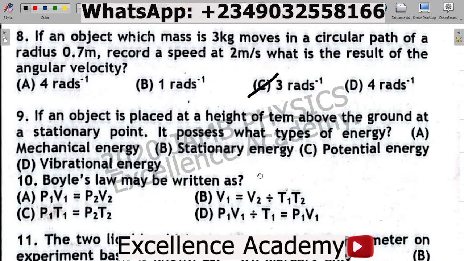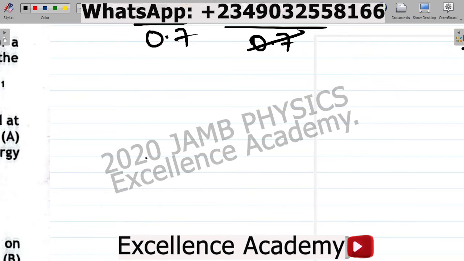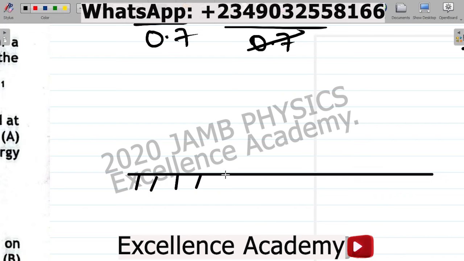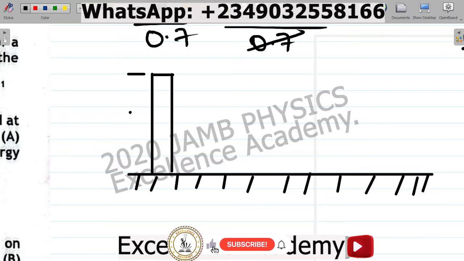Now, for this question, you want to know that when a body is at a particular height, let's say I have a ground surface here. This is my ground surface. And you have a particular height here, from here to here. I'll call it H. This is H.